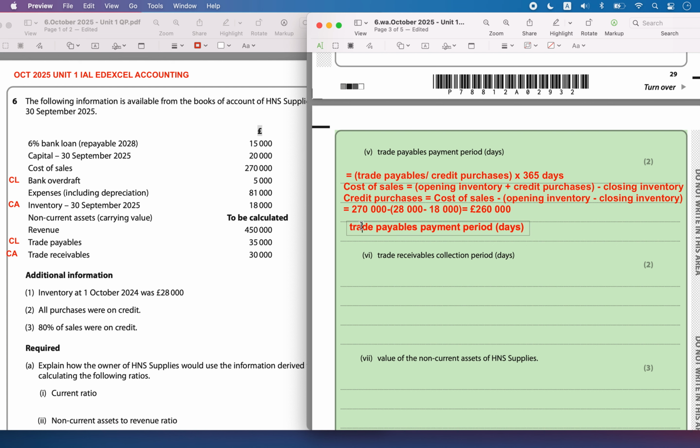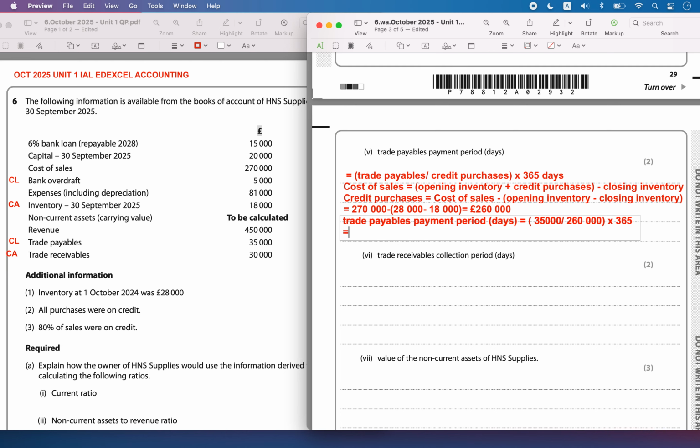Now the trade payables payment days period. That is going to be the ratio of trade payables over credit purchases. The trade payables amount is 35,000 divided by 260,000. This entire thing you have to divide first and then multiply with 365. So that is going to be equal to 49.13 days.